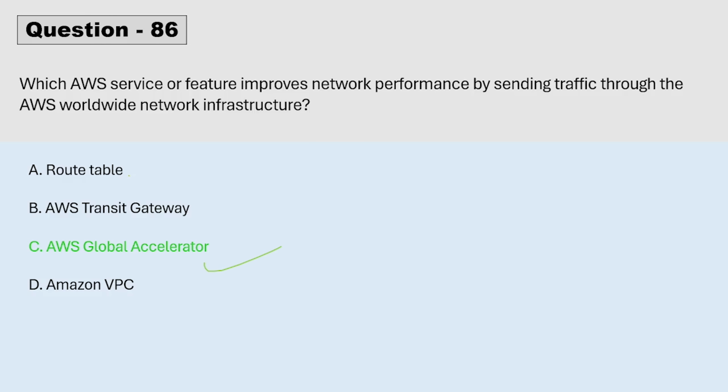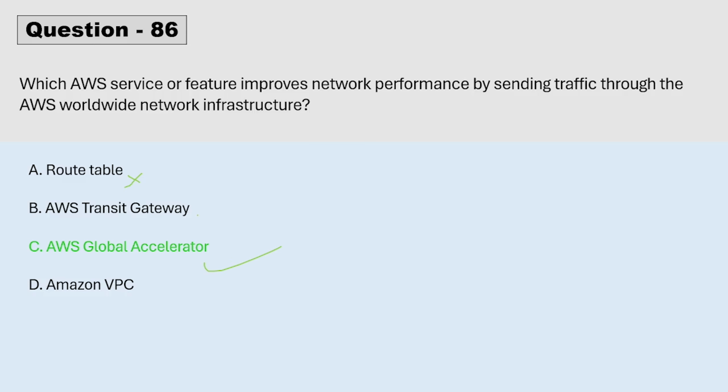Now what about route table? This is not a correct option because it is there in Amazon VPC, which contains a set of rules called routes that are used to determine where the network traffic is directed. It is essential for routing within a VPC, but it does not improve network performance by leveraging the AWS worldwide network infrastructure. So this is not correct.